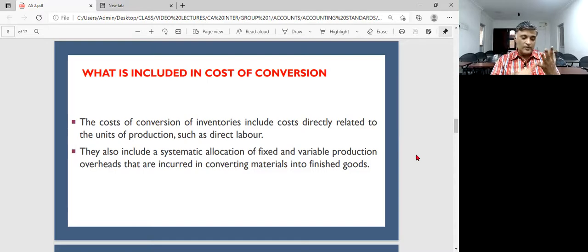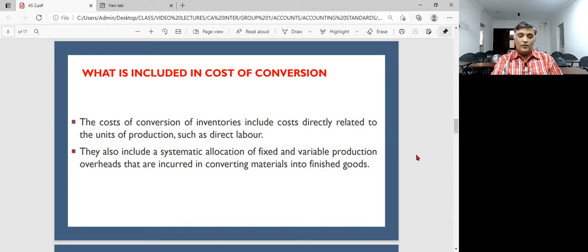So basically it's cost of purchase, cost of conversion, and other cost. Cost of purchase we just now saw, and cost of conversion, it includes what? Direct labor, and then a fair share of or a systematic allocation of fixed and variable production overheads, right, which will be incurred in converting the materials into the finished goods. That's important. Now, little tricky one.